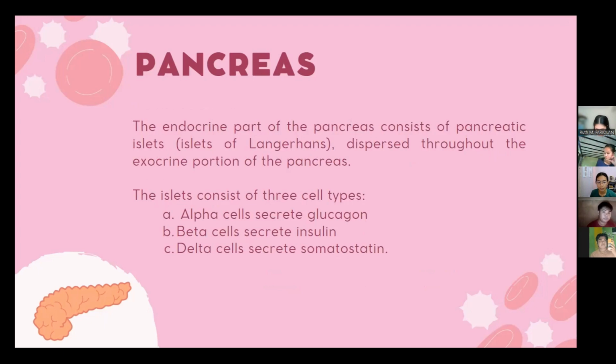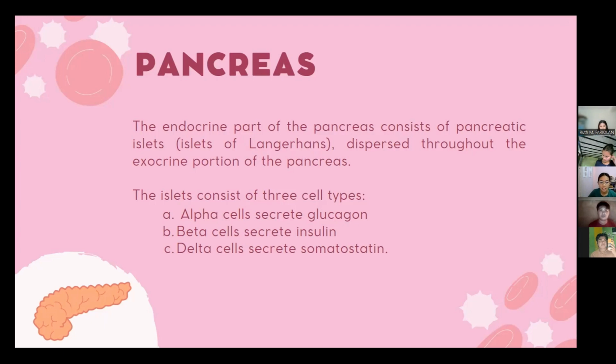The endocrine part of the pancreas consists of the pancreatic islets, or islets of Langerhans, dispersed throughout the exocrine portion of the pancreas. The islets consist of three types. First are the alpha cells, which secrete the hormone glucagon, which plays a key role in raising blood glucose level by stimulating the breakdown of glycogen in the liver and the release of glucose into the bloodstream. Second are the beta cells, which secrete the hormone insulin, which is crucial for lowering blood glucose levels by promoting the uptake of glucose by cells, especially in the liver, muscle, and adipose tissues.